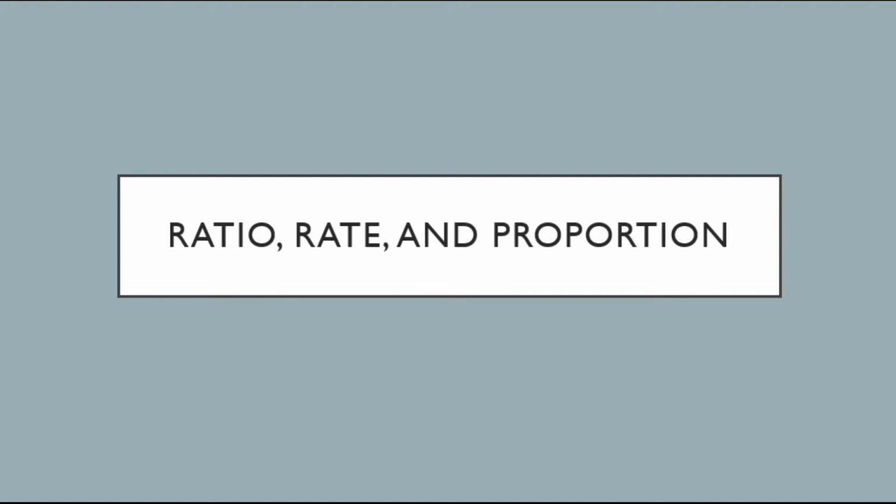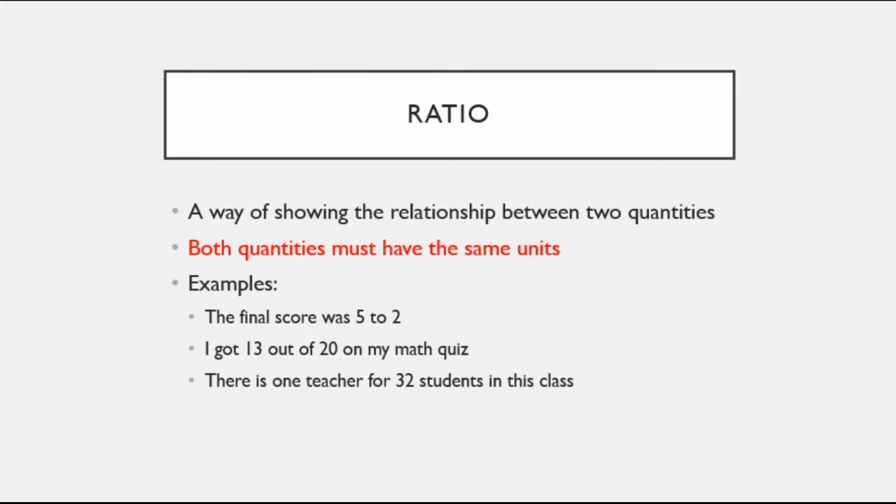We'll start with ratios, hopefully. So a ratio is a way, like these all are, of showing the relationship between two quantities. But the deal is with a ratio, if you want to be a ratio, both quantities must have the same units. So, if you're talking about a score, 5 points to 10 points, that's pretty straightforward.